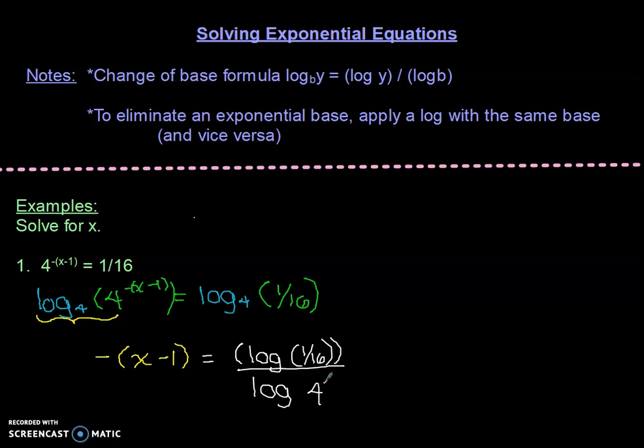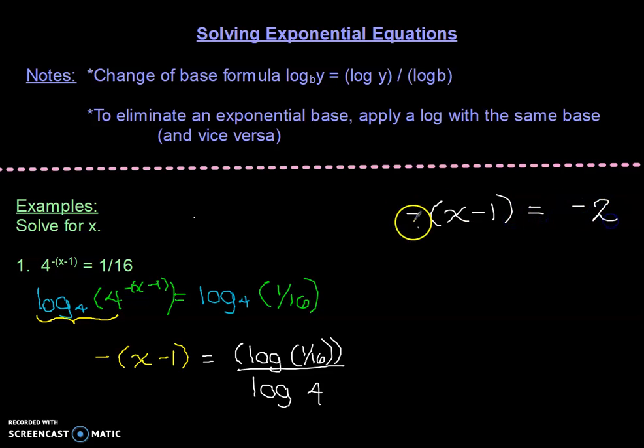So we're going to calculate that first. We're going to take log of 1 over 16, make sure the 1 over 16 is in parentheses, close that parentheses, press equals because you're taking the log of it, and then divide by log of 4. And that should give you negative 2. So, moving this up because I'm out of room, negative x minus 1 equals negative 2.